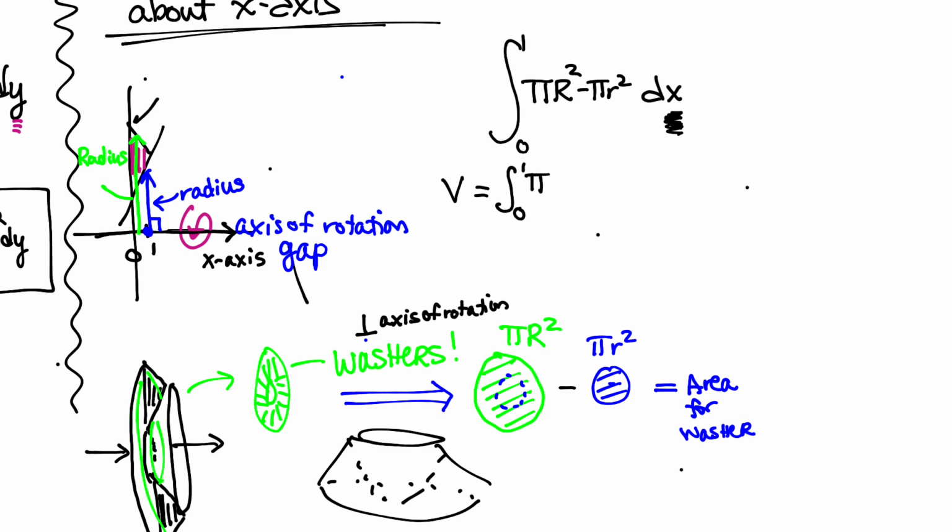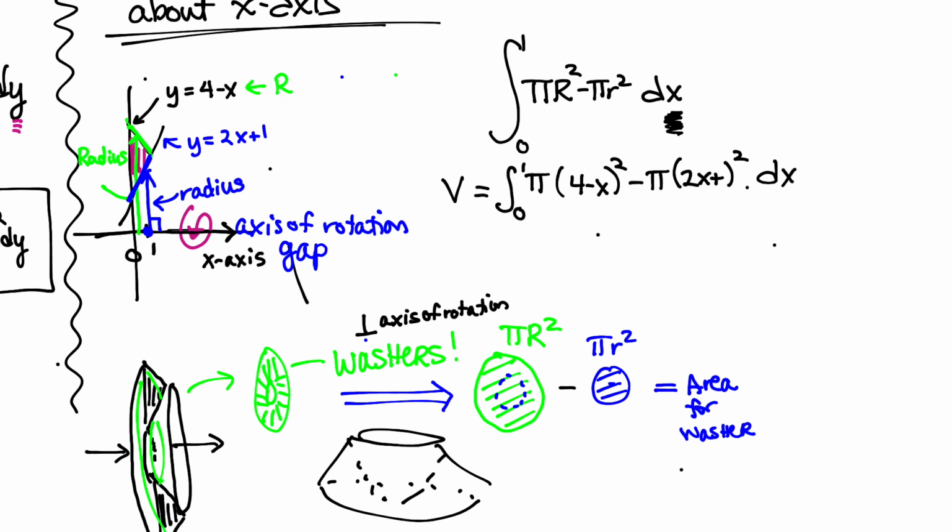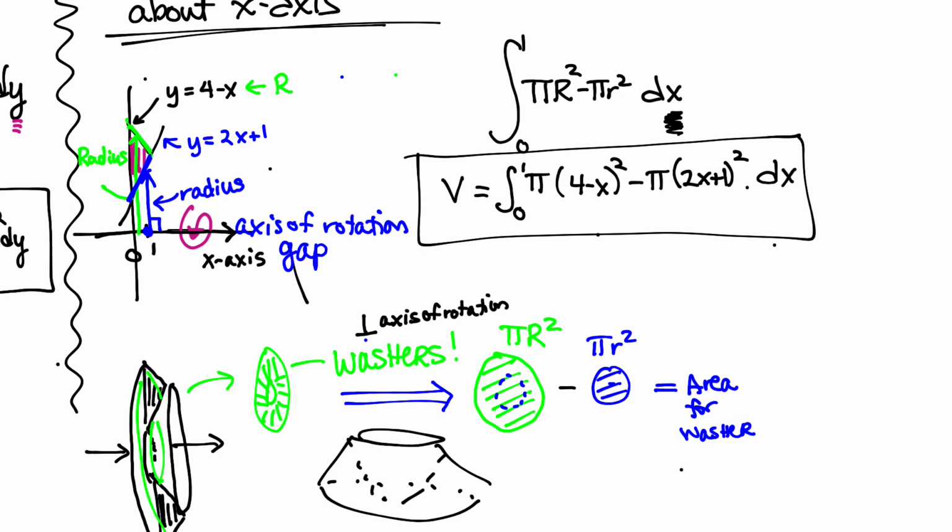But my big radius is the one defined by the outside function. Is it y equals 4 minus x? Is that my bigger outside function? Is that my bigger radius out here? I think that's the curve y equals 4 minus x. So I have 4 minus x being my bigger radius. And my inside function is the other curve, y equals 2x plus 1. And I think that's my inside radius. I don't think, I know that's my inside radius. And so the integral that you would set up to find this volume is going to be pi times the outer function, which is (4 minus x) squared, minus pi times the inner function, which is (2x plus 1) squared.